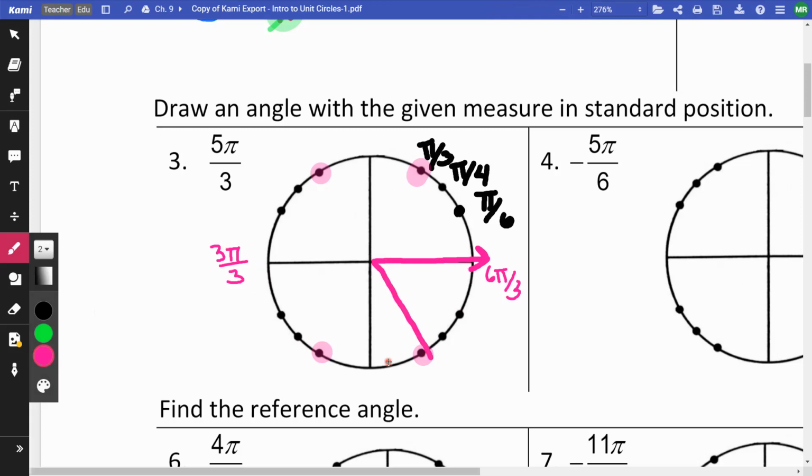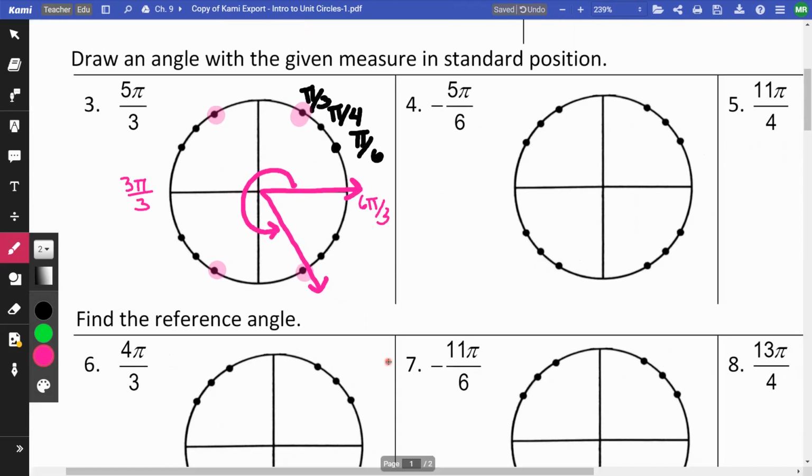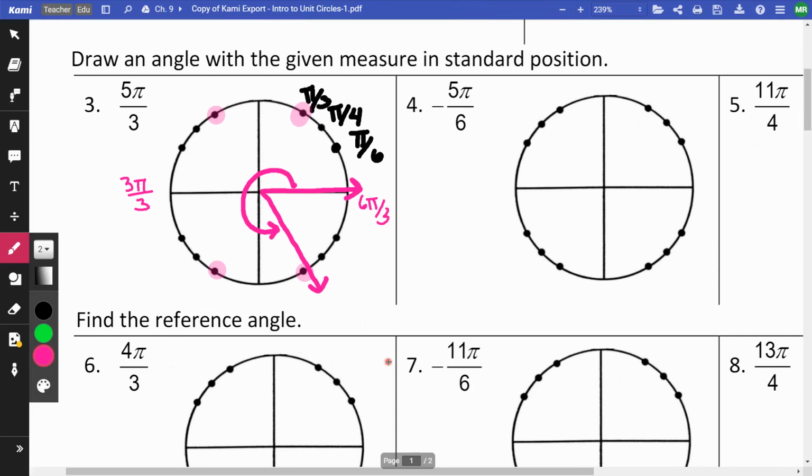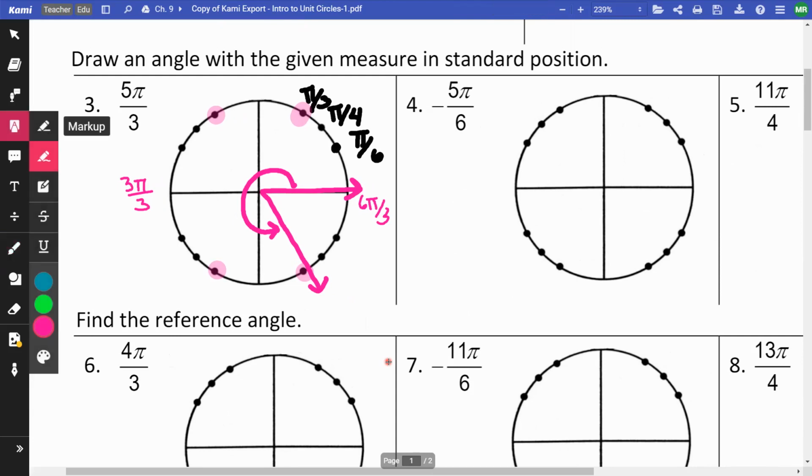And I know we drew this one yesterday, but I just want to reemphasize. This is how we're moving. We show that direction. You need to show that arrow. Now, my sixths are the ones that are just above or below my x-axis. Those are the shorter ones because it's smaller.